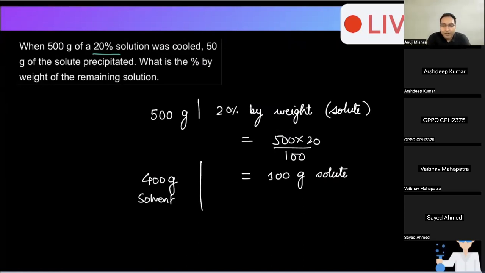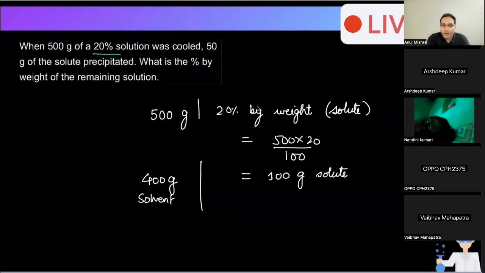Is this part clear, everyone? Does everyone understand up to here? In the beginning, what do we have? 100 gram of solute and 400 gram of solvent. I'm just talking about the line number 1, nothing else. This line alone should be clear.